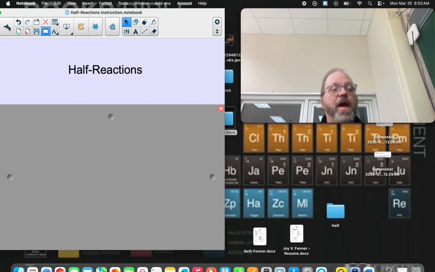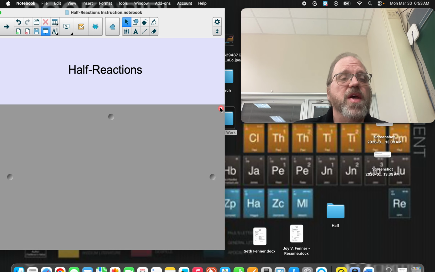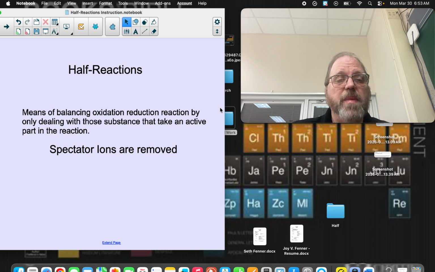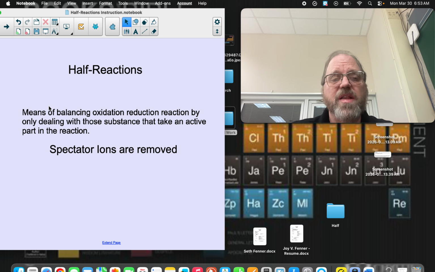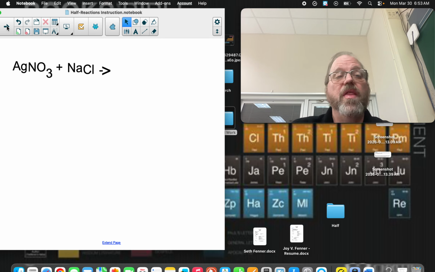Next process we're going to look at is called the half reaction method. That's another way of balancing electrochemistry or oxidation reduction reactions. It's a means of balancing oxidation reduction reactions by only dealing with those substances that take part in the reaction. What we're going to do is remove what we call spectator ions. Now, exactly what are spectator ions? These are ions that don't do anything in the reaction. They're ions before, they're ions after.